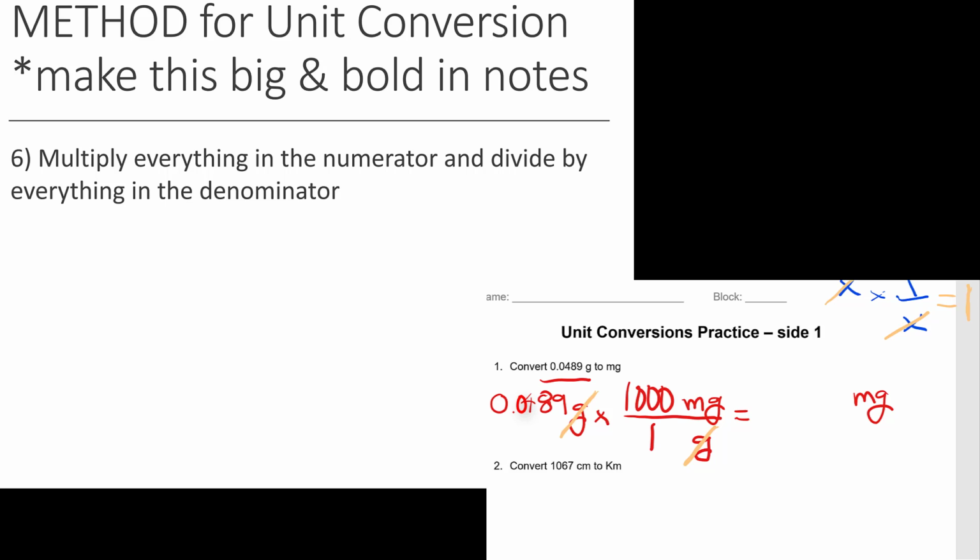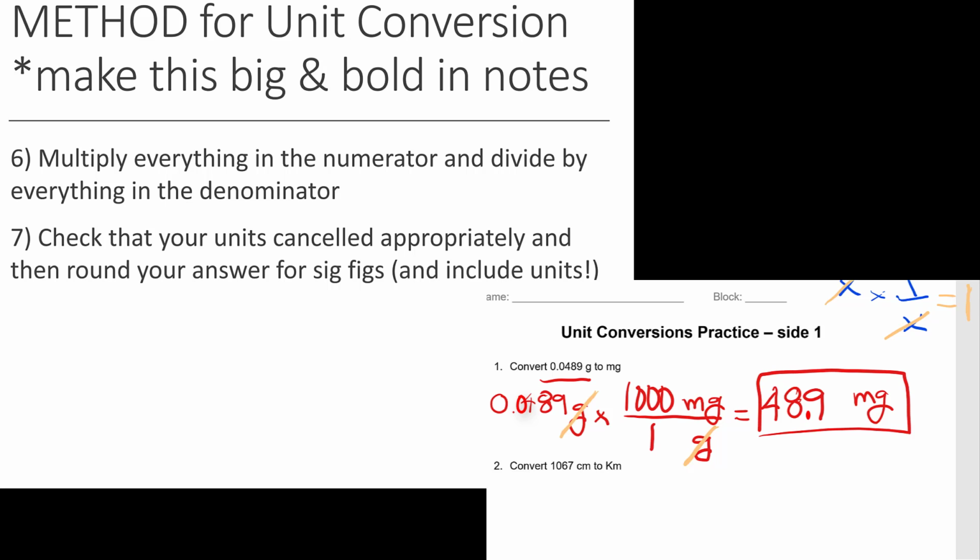We take that 0.0489, multiply by 1,000, and we get 48.9 milligrams. And that's basically unit conversion. Let's just make sure we get the last couple of steps in here. We need to double check that our units canceled appropriately, which they did, right? The grams canceled with the grams. And then we need to round our answer for sig figs. Our given value has 3 sig figs and our final answer has 3 sig figs. So we're good. We included our units.